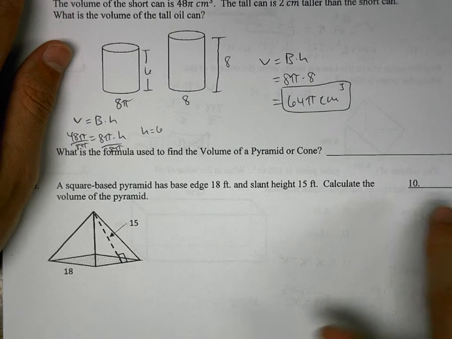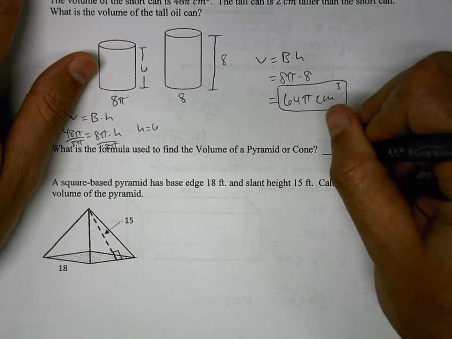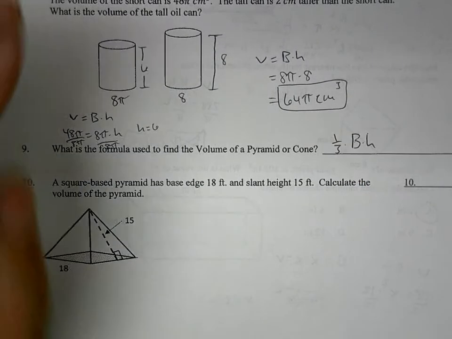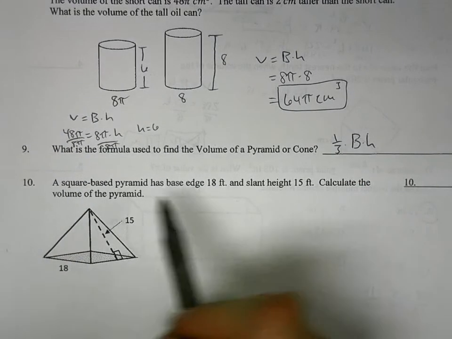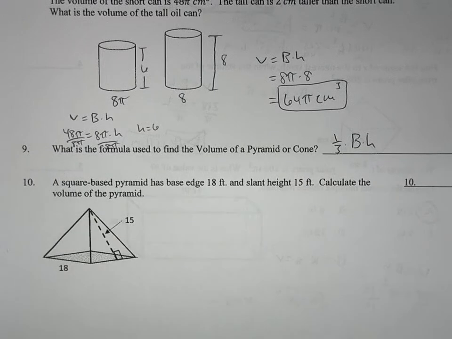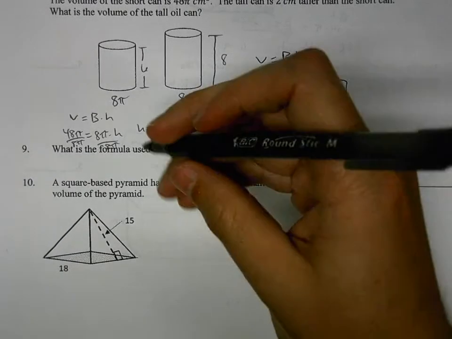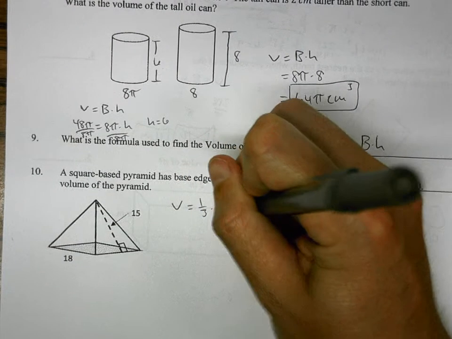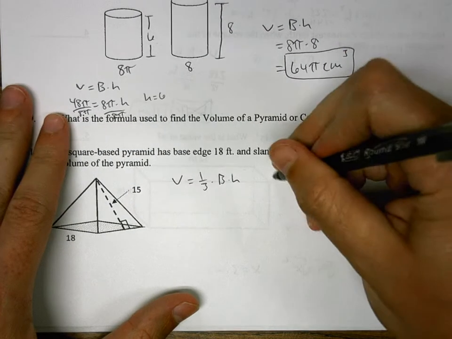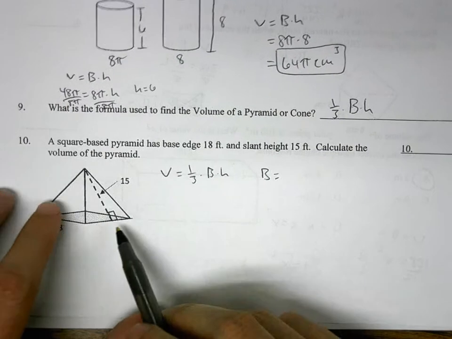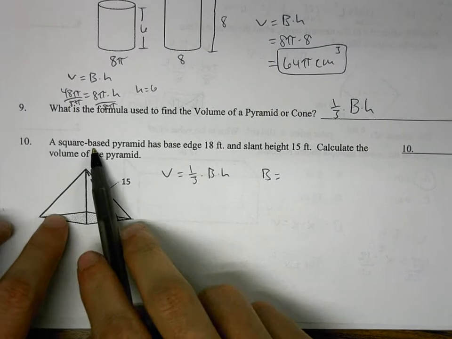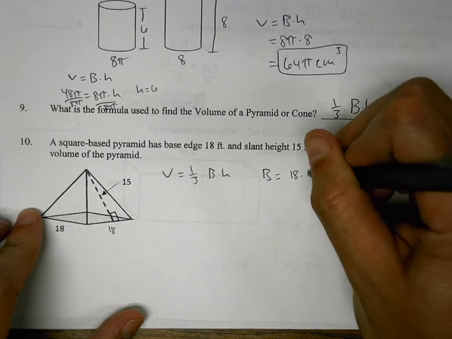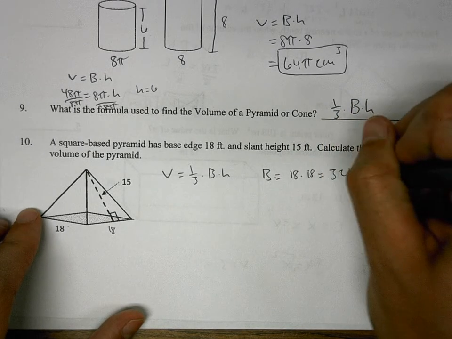The formula for a pyramid or cone is 1/3 times the area of the base, big B, times the height. It's the same formula, it's just a 1/3 because it goes to a point now. So they give us a base edge. Volume is equal to 1/3 times big B times H. Big B in this case is a square. It says it's a square-based pyramid. So if that's 18, this is 18. So big B is 18 times 18, which is 324.